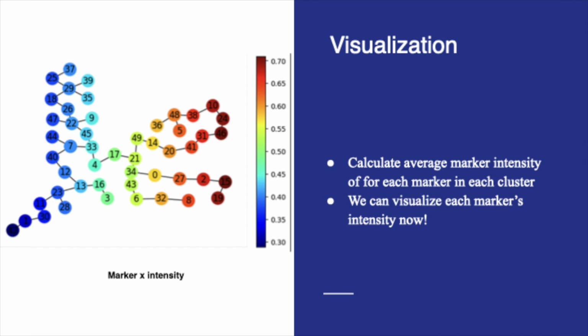Now we can use the upsampling to calculate the average marker intensity for each marker in each cluster or node. This is an example of one marker, where the more antibodies of marker X that are tagged on cells will be represented by red. So these cell populations have a lot of marker X tagged on them, while the blue ones don't.